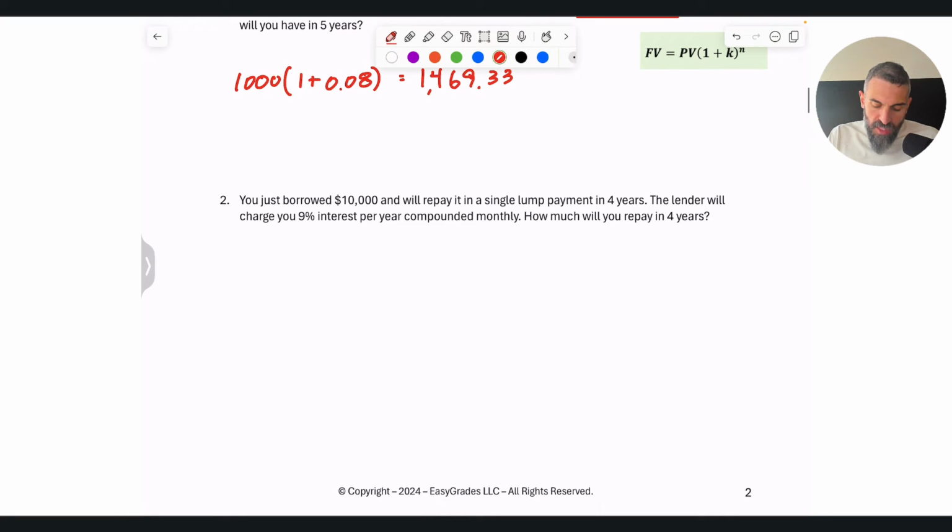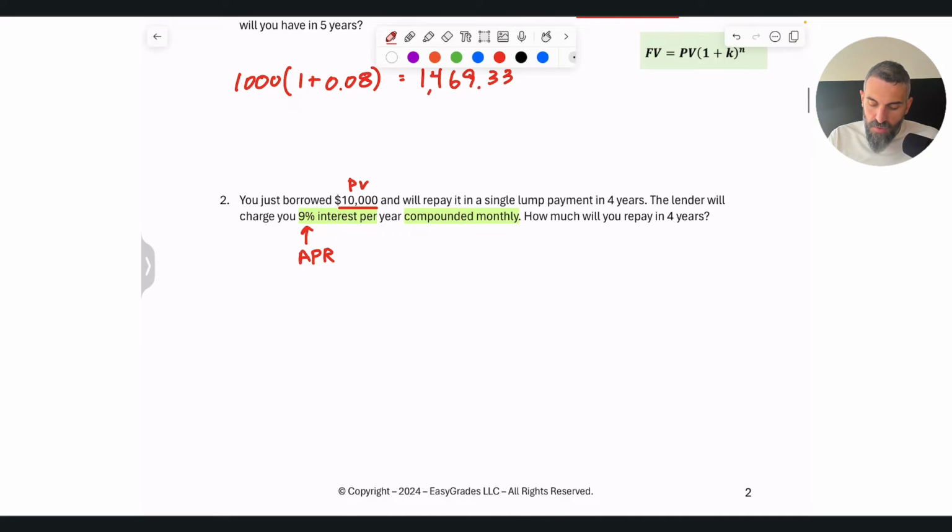You just borrowed $10,000. Again, you just borrowed it, making this a present value, and you will repay it in a single lump payment in 4 years. The lender will charge you 9% interest compounded monthly. What's important when you're reading questions is understanding that when I give you an interest rate and I also tell you the compounding frequency, this is an APR. It is not your K.